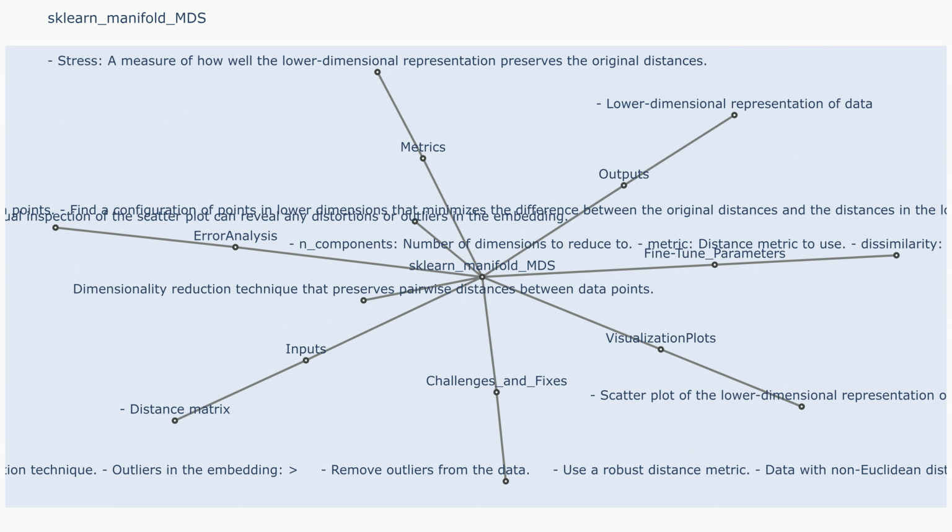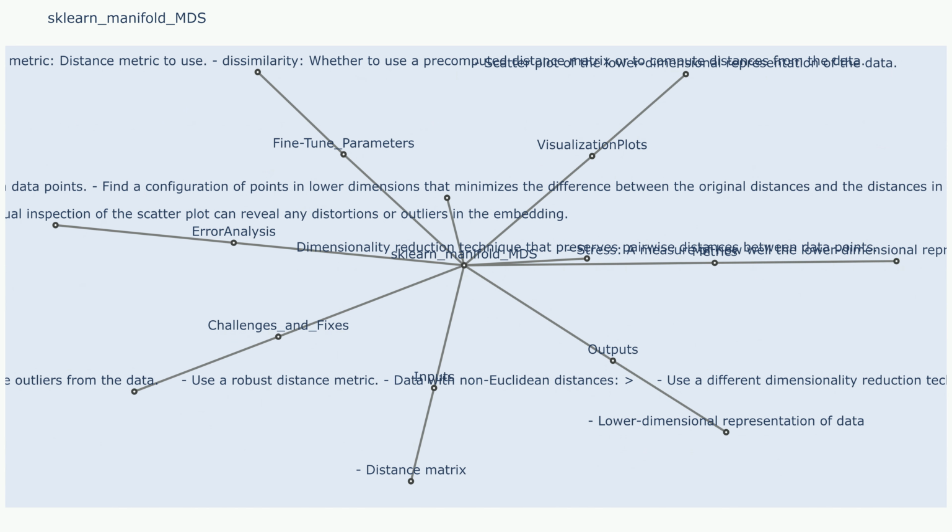Metric 2. Explain in detail. Kruskal stress is another metric commonly used in MDS. It is a normalized version of stress and is often preferred as it ranges between 0 and 1, making it easier to interpret.